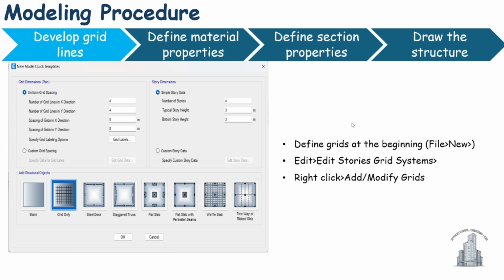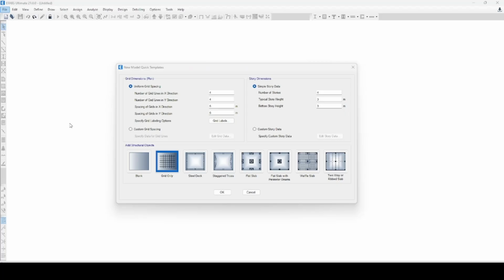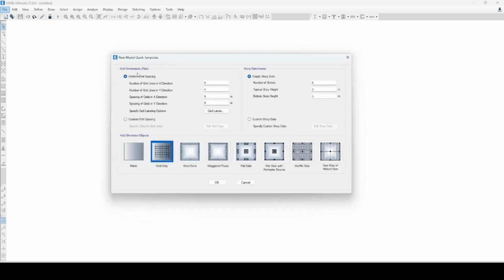Here there are three main types. The first one is defining grids at the beginning. When you open a new model, you have the option to define grids in the new model quick templates window. Here you can define grid dimensions as uniform grid spacing, where all the grid spacings are uniform. There you can enter the number of grids in x direction and y direction, and also the spacing of grids in x direction and y direction.